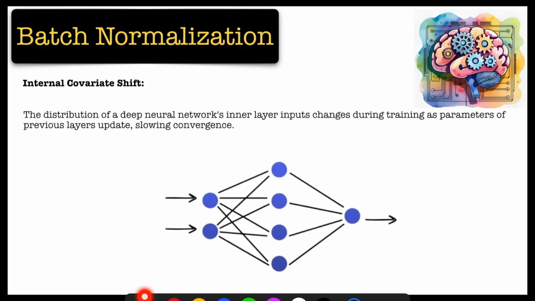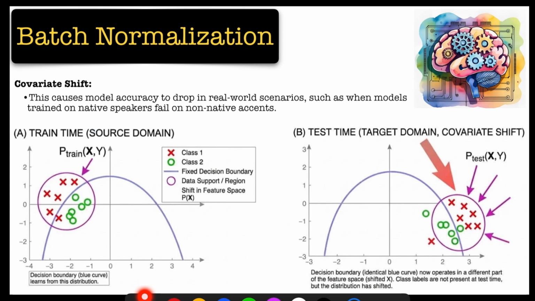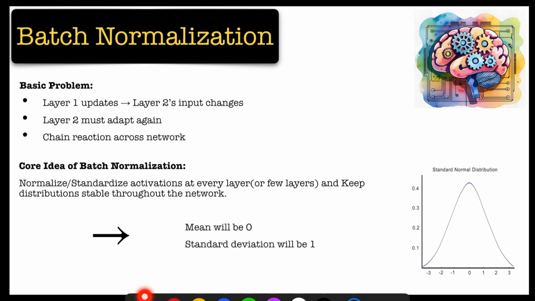Now, we have a similar problem for hidden layers as well. The earlier problems we saw were for the input layer. Similarly, the distribution of a deep neural network's inner layer inputs changes during training as the parameters of previous layers update, slowing convergence. Every hidden layer's output, like its input, is also changing. The input distribution is changing, and that's what we call internal covariate shift.